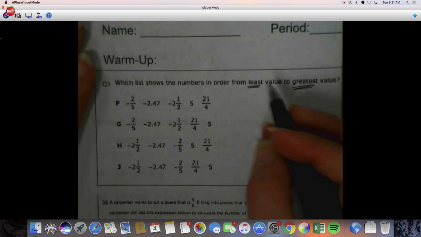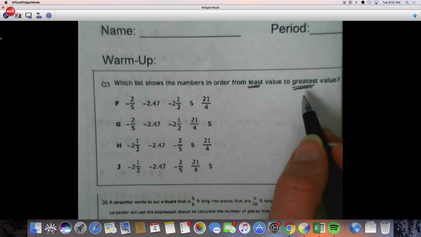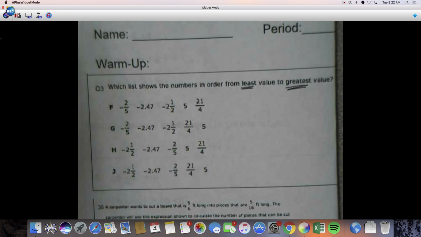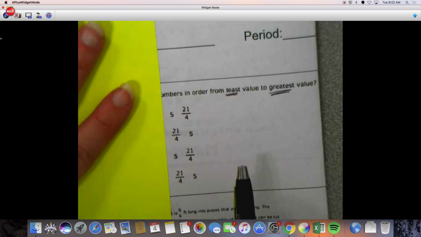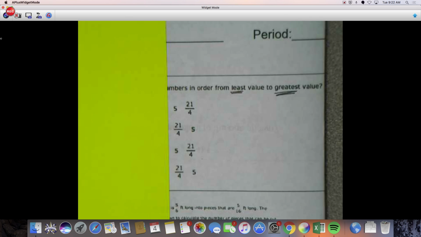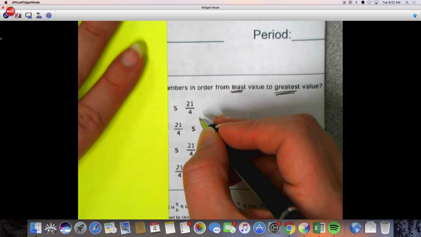Okay? So if it wants me to do least to greatest, this is my trick to narrow down answer choices and save yourself some time. I'm going to start by looking at my positives, because those are easy to put in order. That's like kindergarten, putting numbers in order, except there's fractions. So I'm going to cover up the whole section with negatives and just start by looking at the positive numbers they give me. We have to start this one by figuring out what 21 over 4 is in mixed number form.